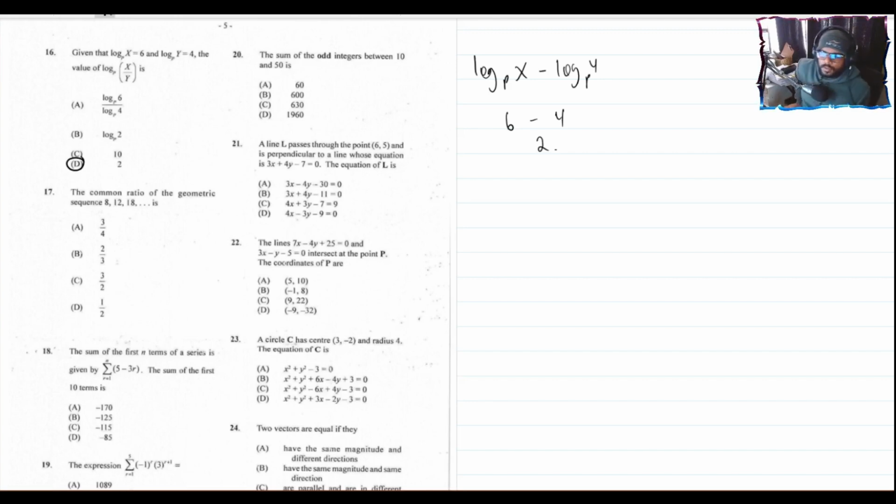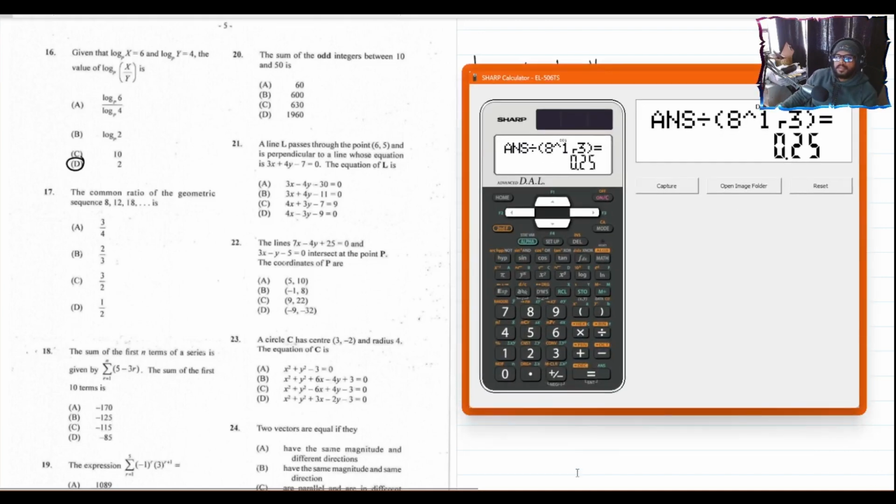The common ratio of the geometric sequence is just 12 divided by 8. Let me see what that is. I like to make assurance doubly sure. 12 over 8 is 1.5, which is 1.5 or 3 over 2.